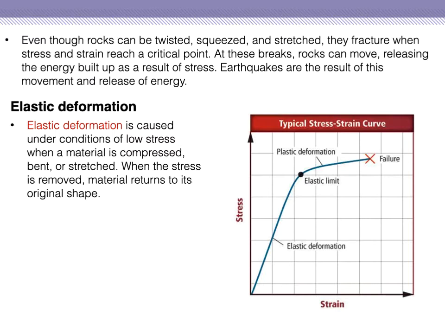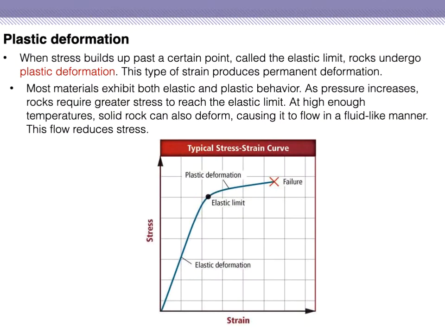Elastic deformation is caused under conditions of low stress when a material is compressed, bent, or stretched. When the stress is removed, the material returns to its original shape. When the stress builds up past a certain point, called the elastic limit, the rocks undergo plastic deformation. This type of strain produces permanent deformation.